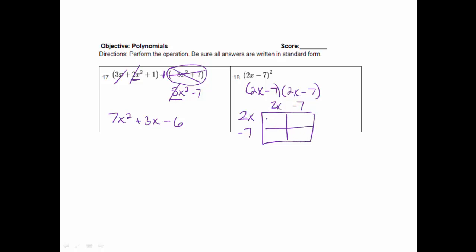So here, 2x times 2x will be 4x to the second. 2x times negative 7 will be negative 14x. Negative 7 times 2x is also negative 14x. And then negative 7 times negative 7 is a positive 49. Now I'm just going to combine like terms, which happens to be those two. So it'll be 4x squared, negative 14 plus negative 14 will be negative 28x, plus 49.